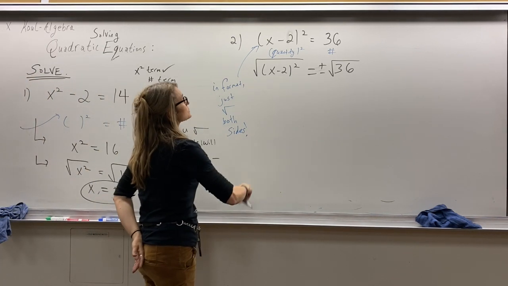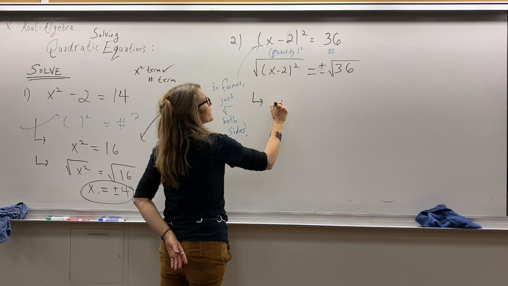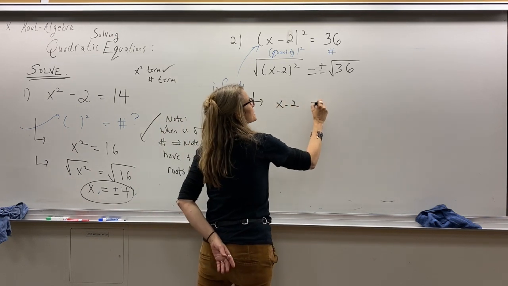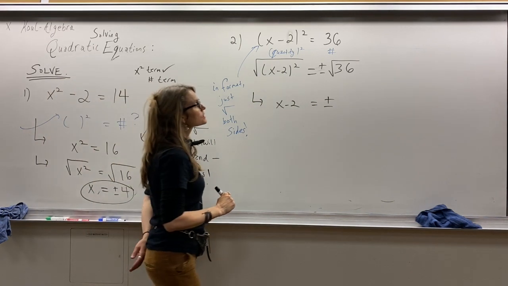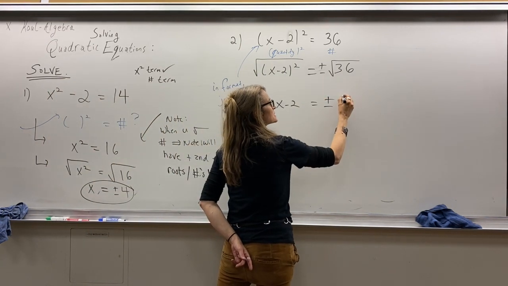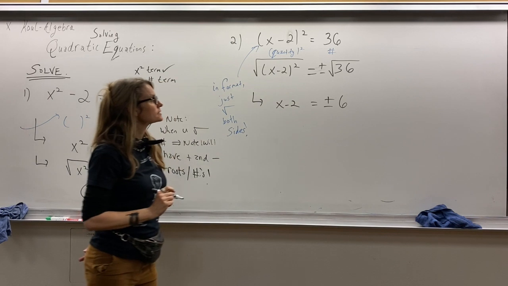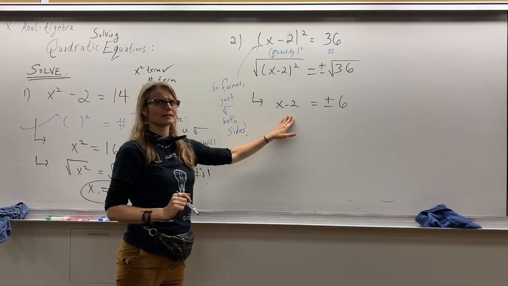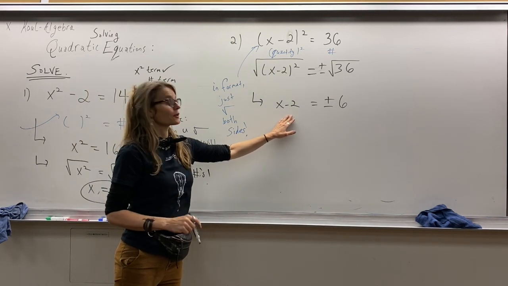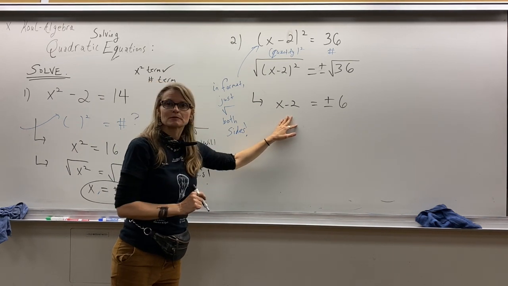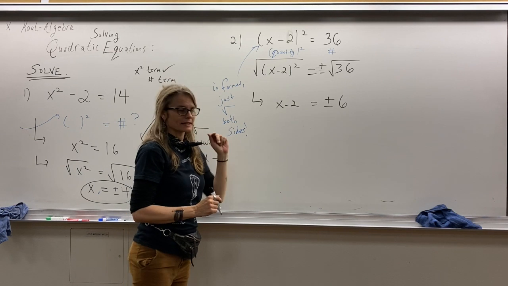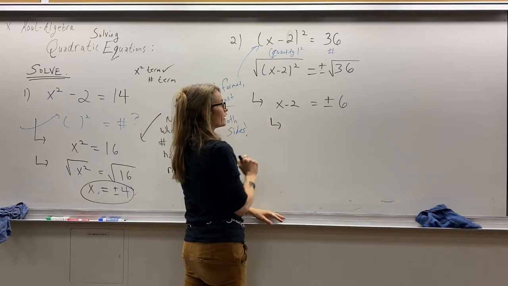So my solutions then will be x minus 2 equals positive or negative. Luckily for me, 36 is a perfect square, so the roots of 36 are positive and negative 6. And then this is not how I typically do my solutions. I want to say x equals. If you're saying your variable is equal to a certain number, you don't want to give a sentence for that number. You want to simplify always.